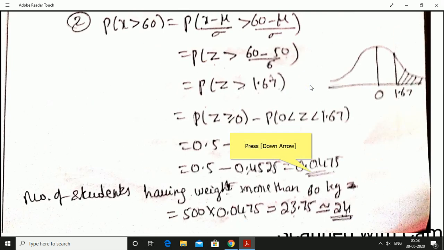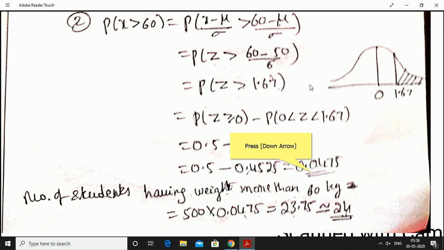Probability of x greater than 60 is equal to probability of (x minus mu) by sigma greater than (60 minus mu) by sigma. (X minus mu) by sigma is z. Simplify, substitute mu and sigma values and simplify. It is 1.67. Probability of z greater than 1.67 means area from 1.67 to infinity.